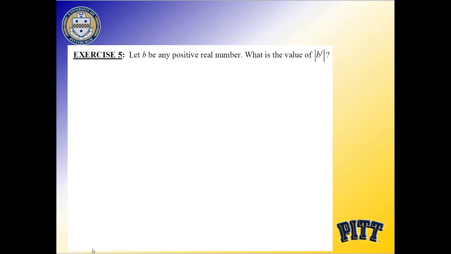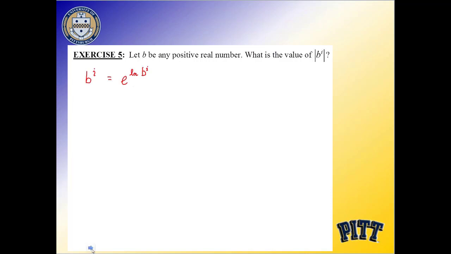Let b be any positive real number. What is the value of the absolute value of b to the i power? Which basically says that if I take any real number, raise it to the i power, and take its absolute value, what does it become?